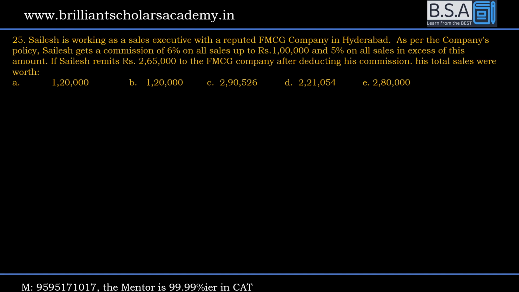Hitesh is working as a sales executive with a reputed FMCG company in Hyderabad. As per the company's policy, Hitesh gets a commission of 6% on the sales up to 1 lakh rupees and 5% on the sales in excess of this amount. Kailash remits 2,65,000 to the FMCG company after deducting his commissions. His total sales were worth?